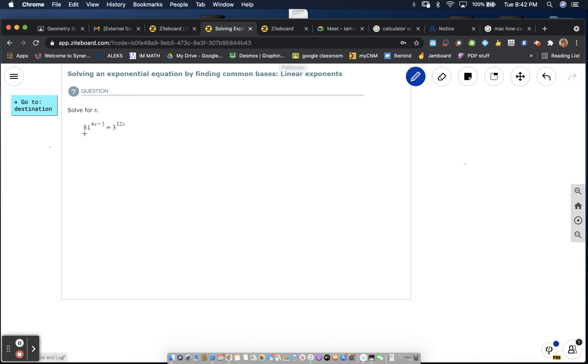Okay, this one says solving an exponential equation by finding common bases. Take a look. Do you see how 81 is the base and 3 is the base? And they gave you a hint right here. Whenever you have a common base, there's a really cool little trick: you can change it to the common base, and then you can just equate the exponents. In other words, if you have a to the m equals a to the n, then m equals n, correct? If they're equal, then the exponents must be equal.